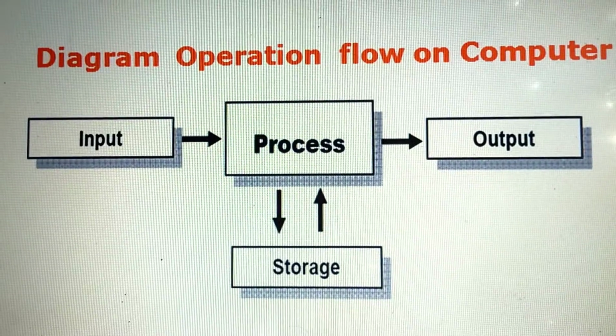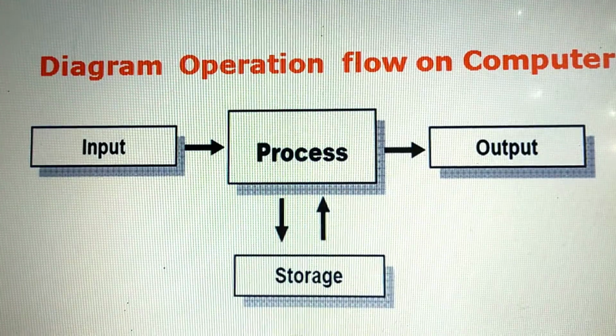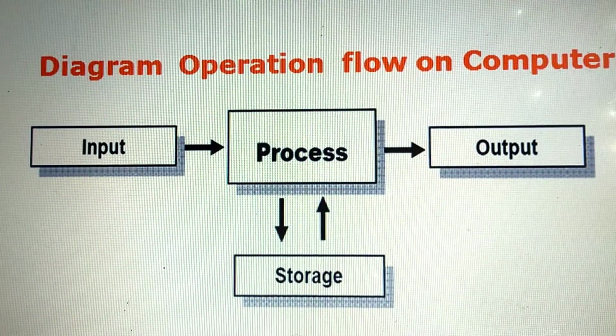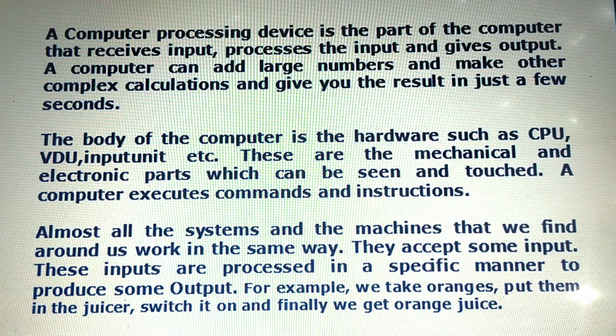Diagram: operation flow of a computer. It receives input, processes input, gives output and also stores information in the memory. How does a computer work? A computer processing device is the part of the computer that receives input, processes the input and gives output. A computer can add large numbers and make other complex calculations, that is, very difficult calculations, and give you the result in just a few seconds. The body of the computer is the hardware such as CPU, VDU, input unit, etc. These are the mechanical and electronic parts which can be seen and touched.